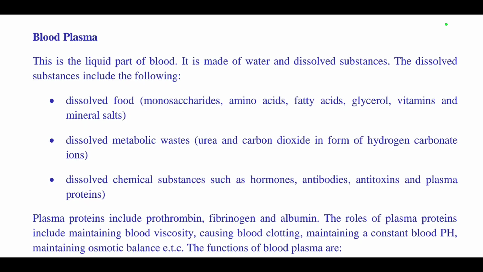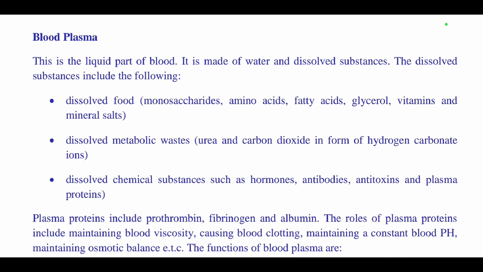Very good. Now, friends, listen. Blood plasma is the liquid part of blood. It is made up of water and dissolved substances. Now, you need to know what these dissolved substances are. We know what water is. Now, let's know what dissolved substances are. Dissolved substances include the following.